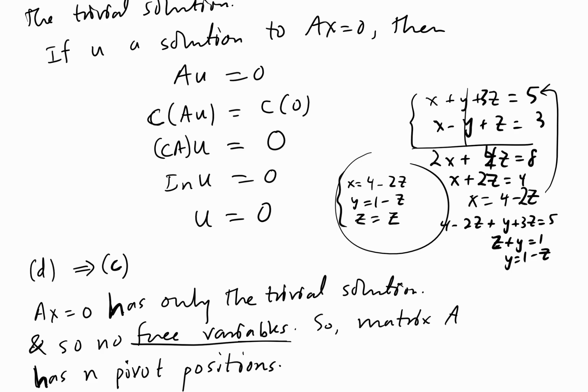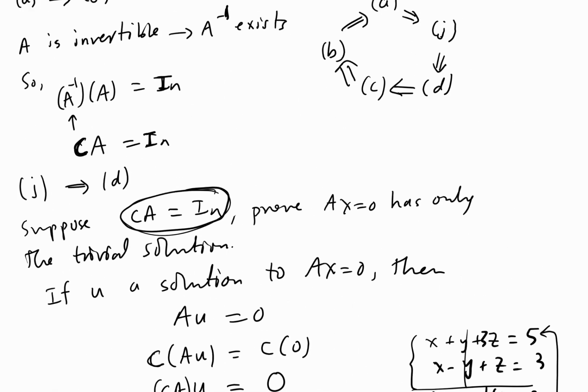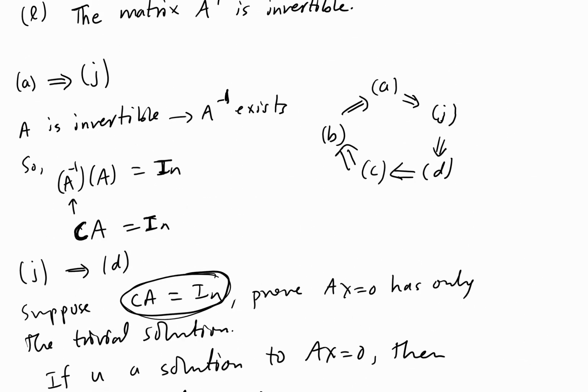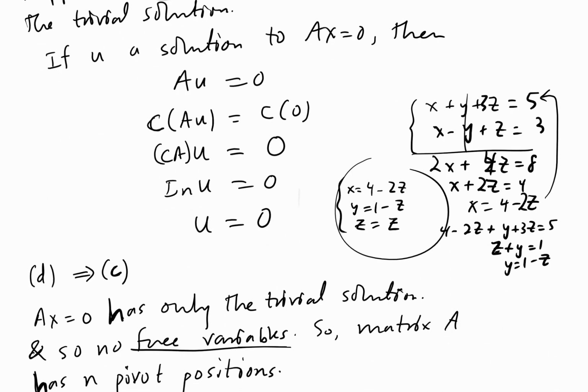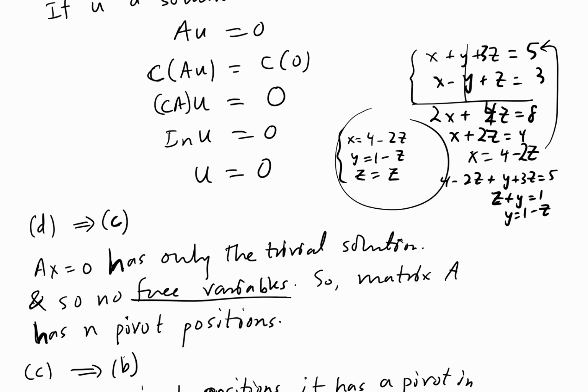That's what C says. The next part, if you look back at the map, we started at A, we went to J, J to D, D to C, and now we're going to prove C to B. And then after that, we'll prove B implies A. So C to B, let's prove that. What is C? C says a matrix has n pivot positions.